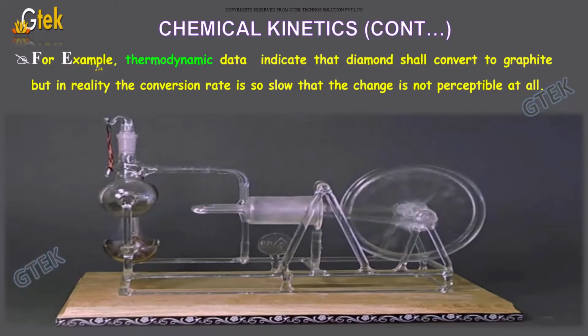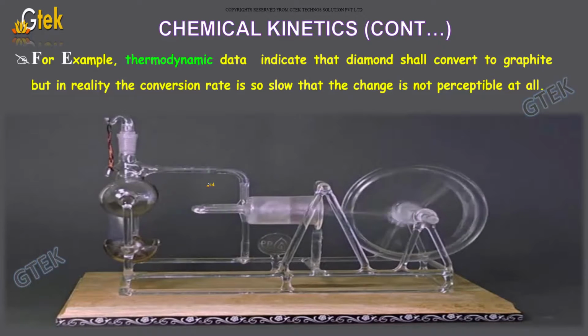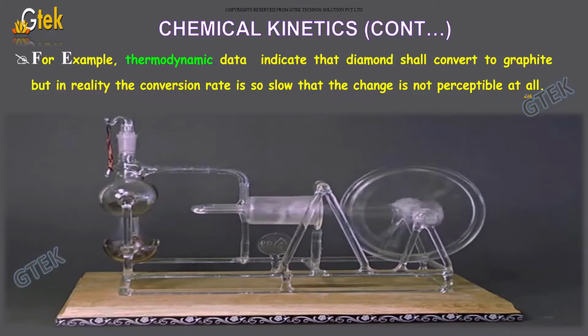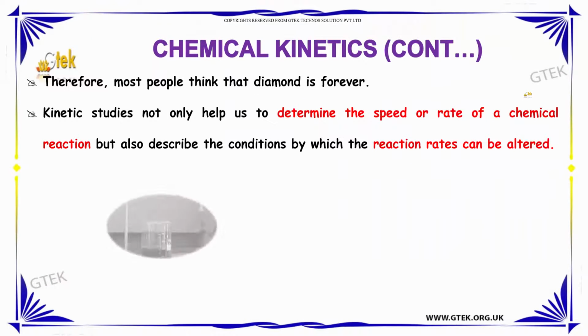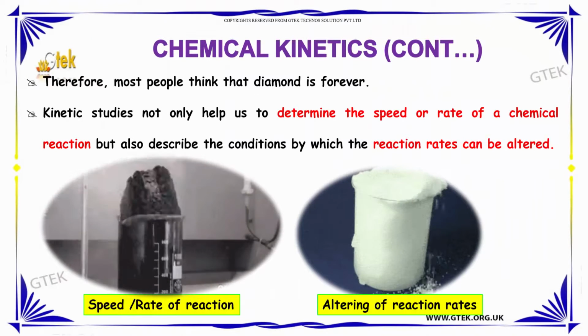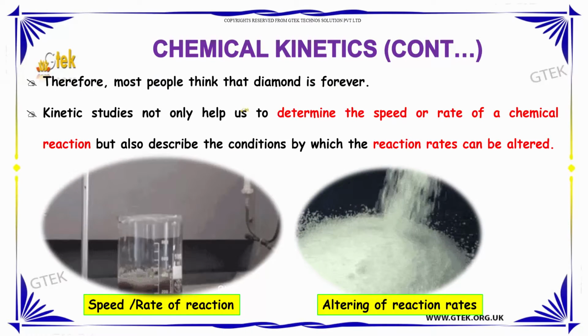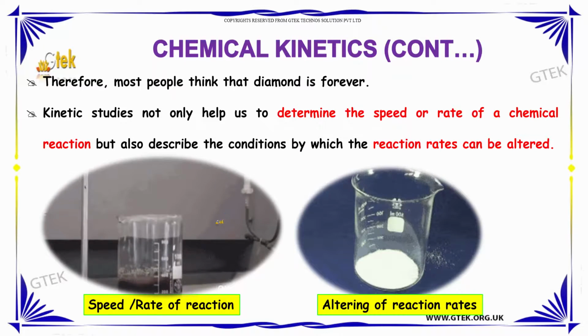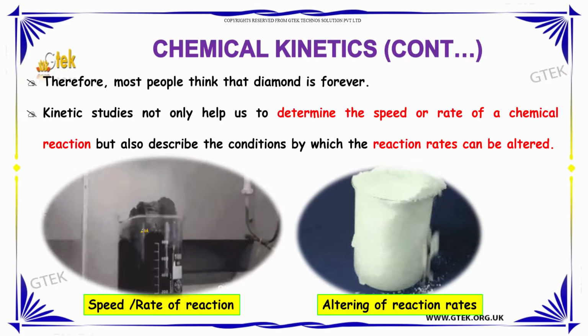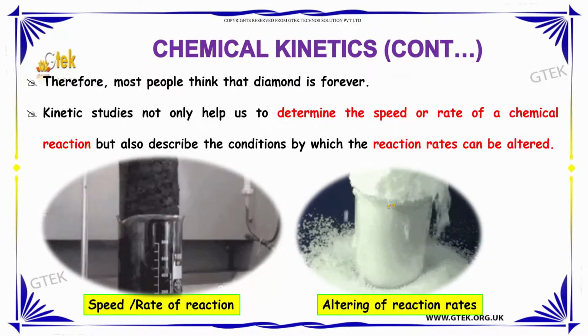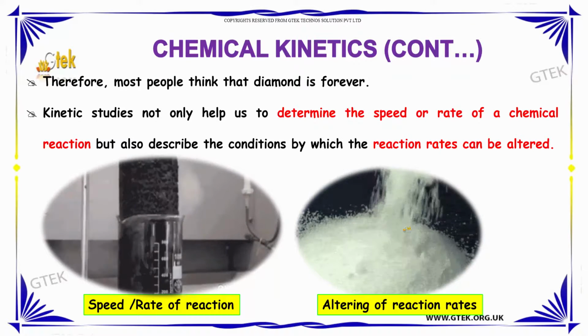For example, thermodynamic data indicate that a diamond shall convert to graphite, but in reality the conversion rate is really slow, so that the change is not perceptible at all. Therefore, most people think that a diamond is forever. Kinetic studies not only help us to determine the speed and rate of a chemical reaction, but also describe the conditions by which the reaction rates can be altered.